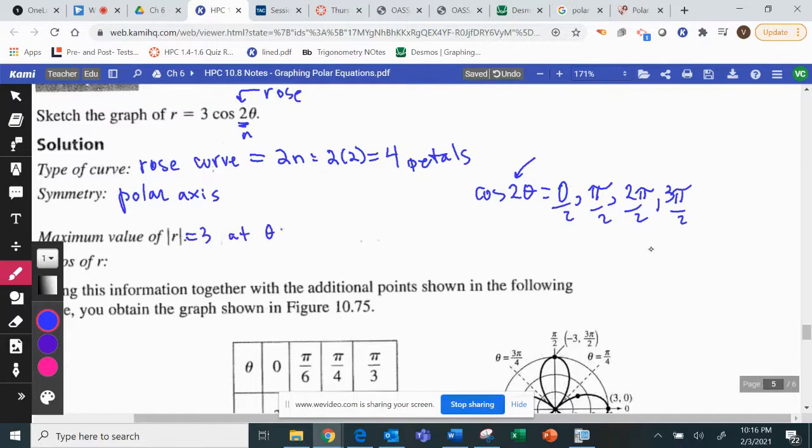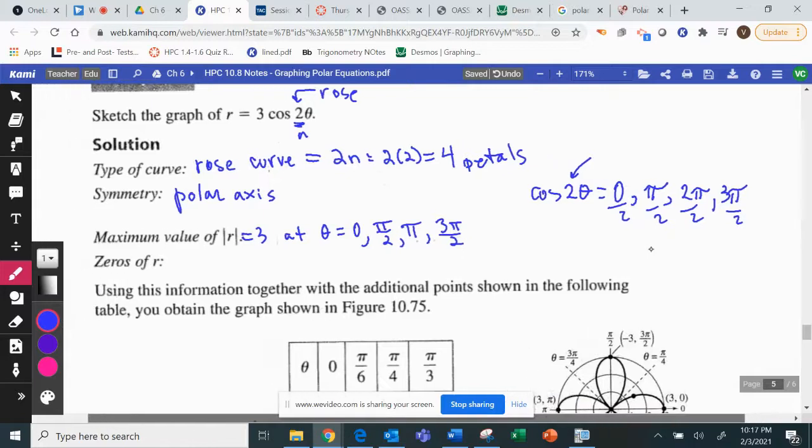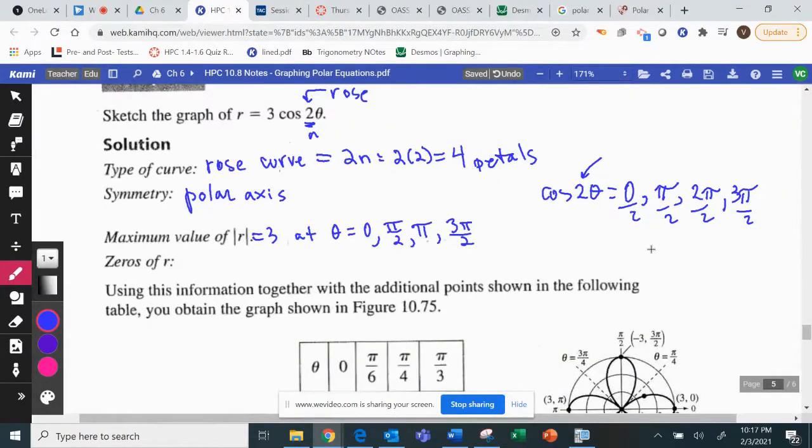At thetas that are 0, pi over 2, pi, and then 3 pi over 2. And then let's see, set it equal to 0. Divide by 3. So that would normally be at pi over 2, 3 pi over 2. We're going to divide by 2. So the zeros for theta would be at pi over 4, and then 3 pi over 4.